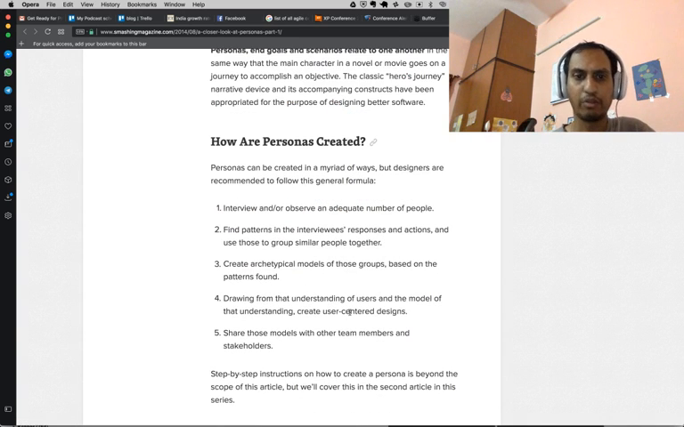How do we create it? Like I said, it's from user research. You interview as many people as possible. The ideal sample size is 100%, but you're never going to get there. You find patterns and you use them to group similar people. This is where it differs from customer segmentation. Customer segmentation is just based on demographics, not based on patterns. We create an archetypal model of these groups based on the patterns, which basically means we anonymize it and try to group them based on the common understanding. And then we create user-centered designs and use those models.